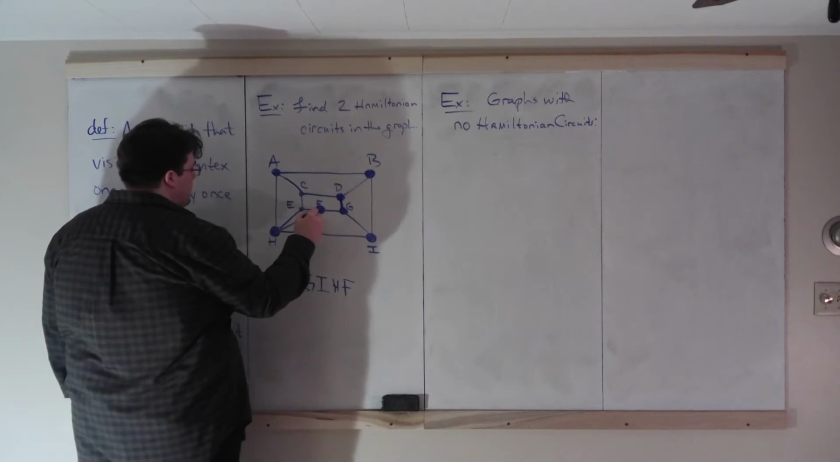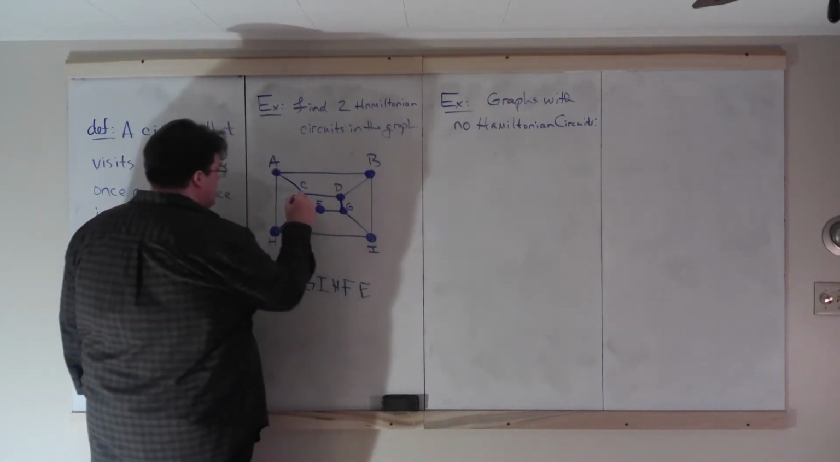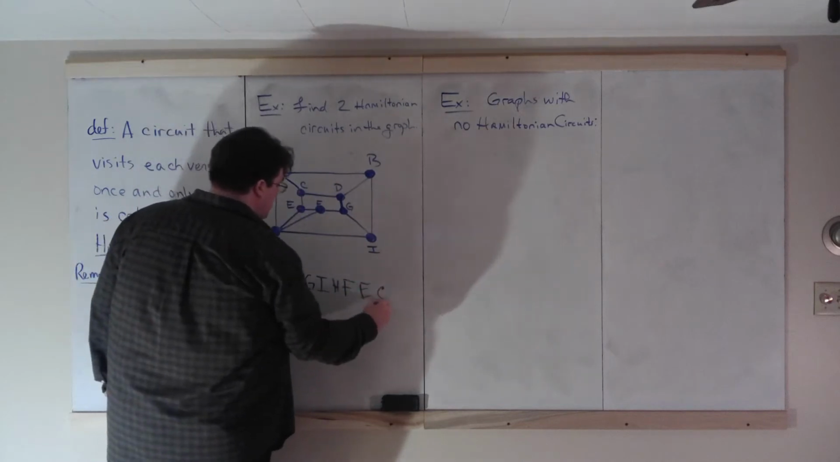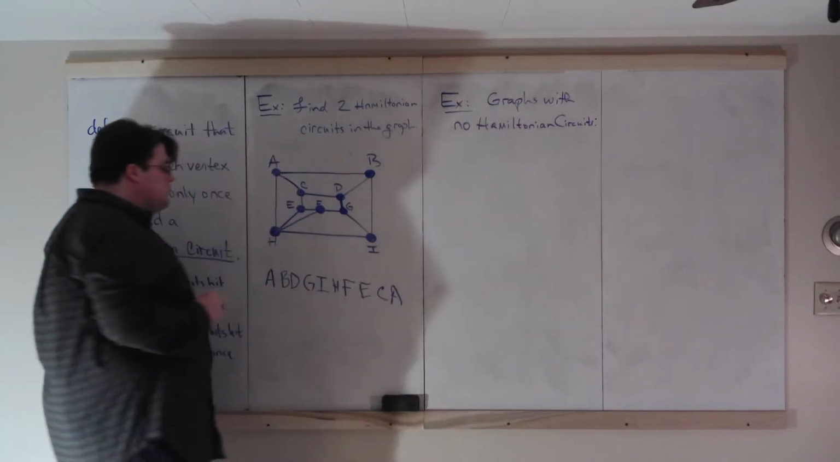Well, and then what can we do? Over to E, up to C, and back to A. So there's one Hamiltonian circuit.